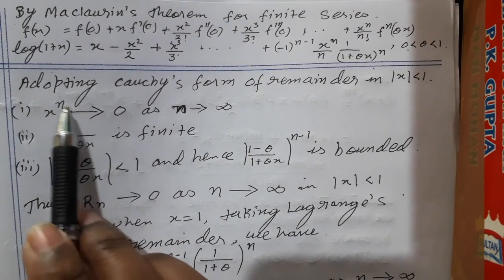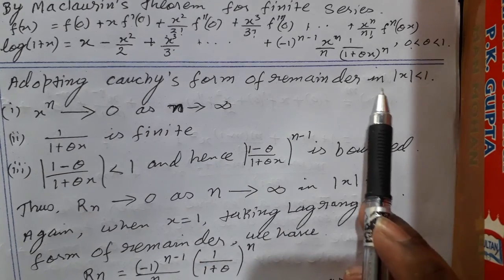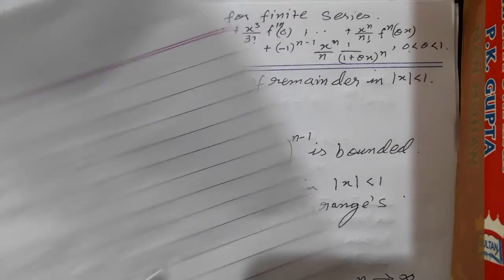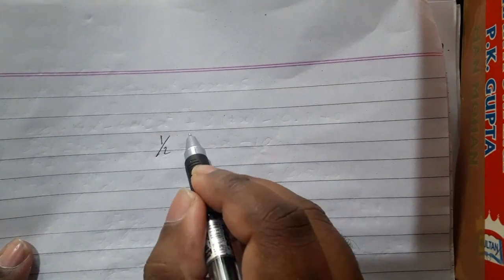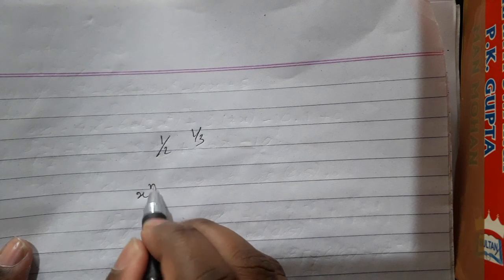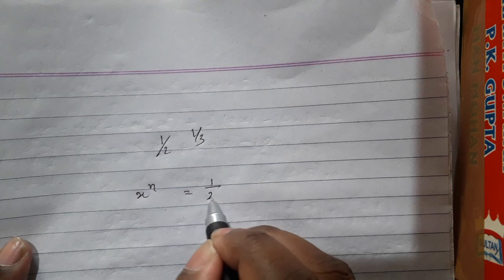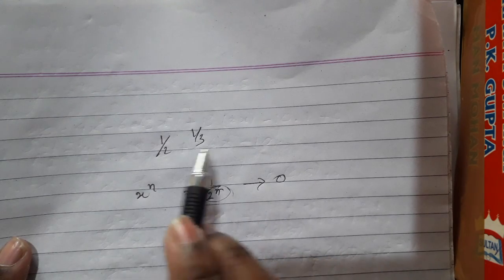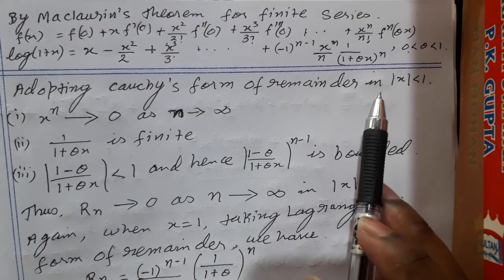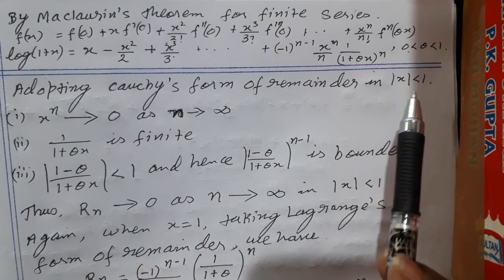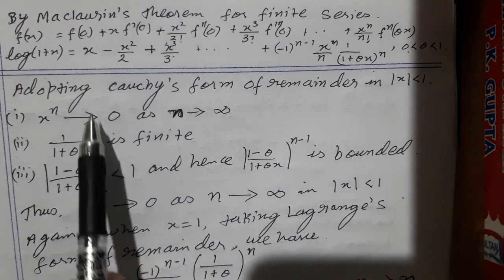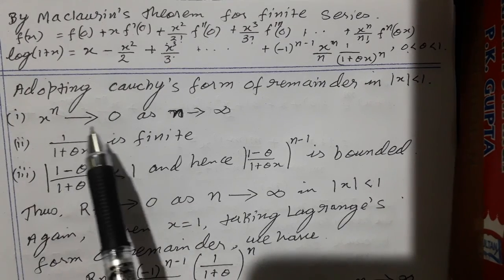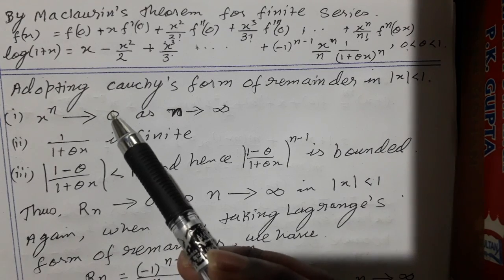So we can see that this quantity will always tend to 0 as n tends to infinity, since the value of x is lying between -1 and 1. Any value lying between -1 and 1 will be something like 1 by 2, 1 by 3, 1 by 4, and so on. If x is 1 by 2, x to the power n gives 1 by 2 to the power n. As n tends to infinity, 2 to the power n becomes bigger and bigger, so this approaches 0. It's not that for any value of x this quantity tends to 0, but since x lies between -1 and 1, it is a fraction, so it approaches 0 as n tends to infinity.